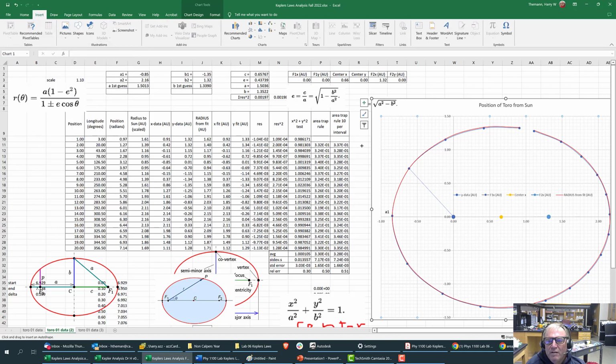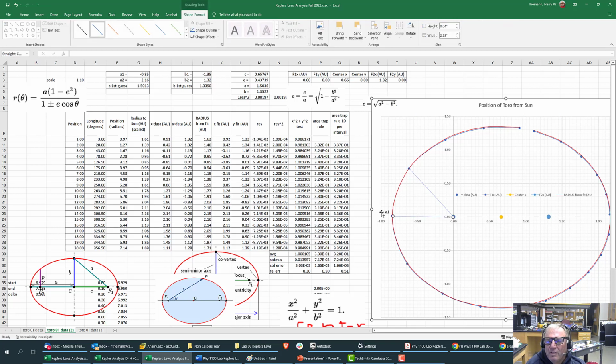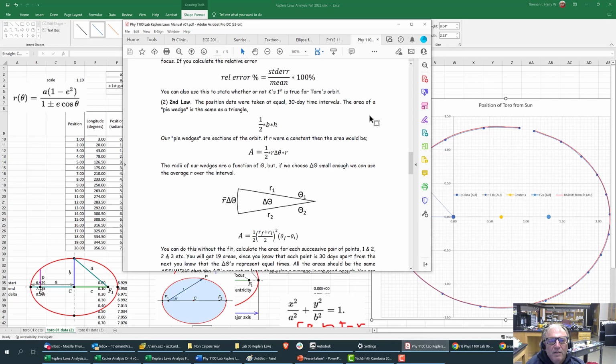And I need another line. So this is a pi wedge, for example, and I can do that all around. And then the original lab wanted you to count the little boxes, but I finally figured out how to do this. And let's get back to the manual.